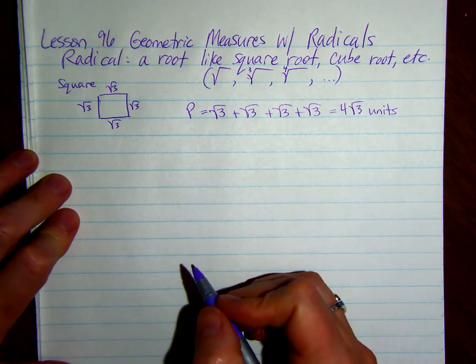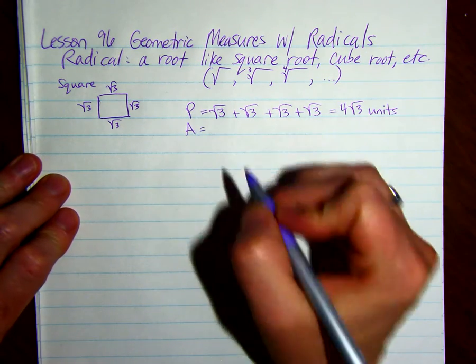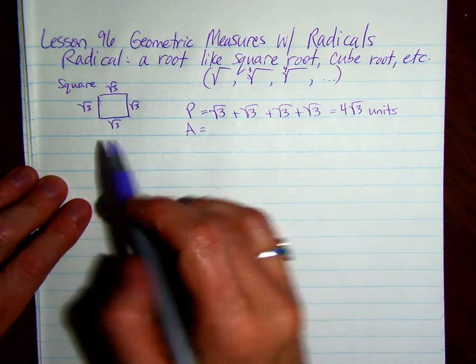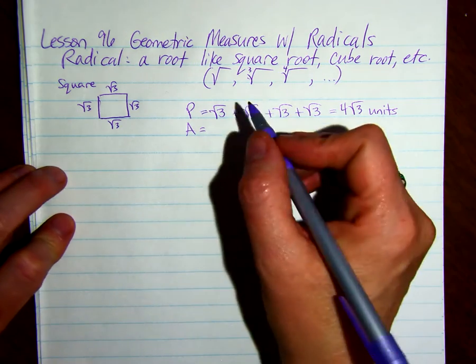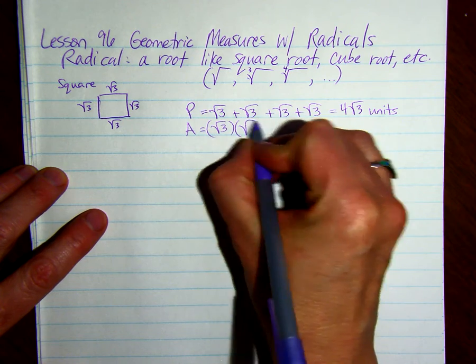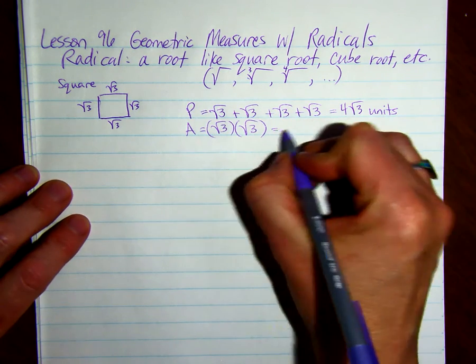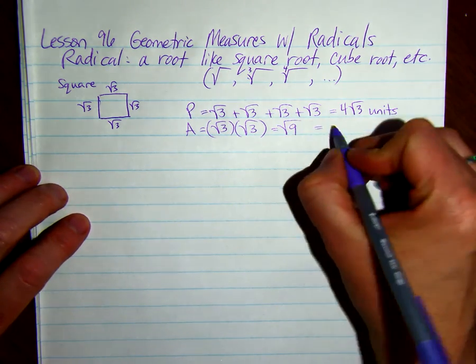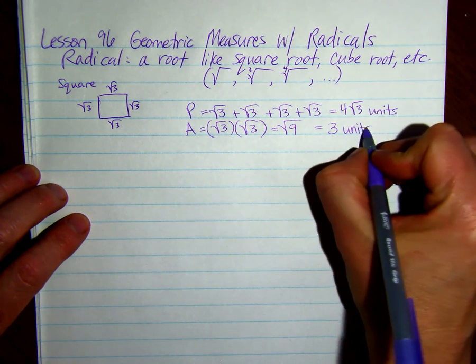That's the perimeter. Now if I wanted to do area, the area of a square is length times height, or base times height, so we have square root of 3 times the square root of 3. That's the same thing as a square root of 9, or 3 units squared.